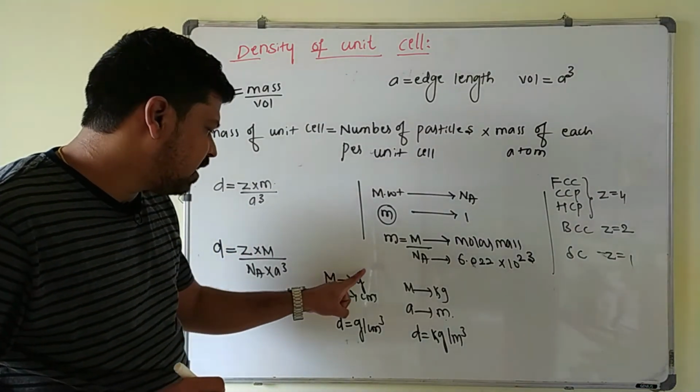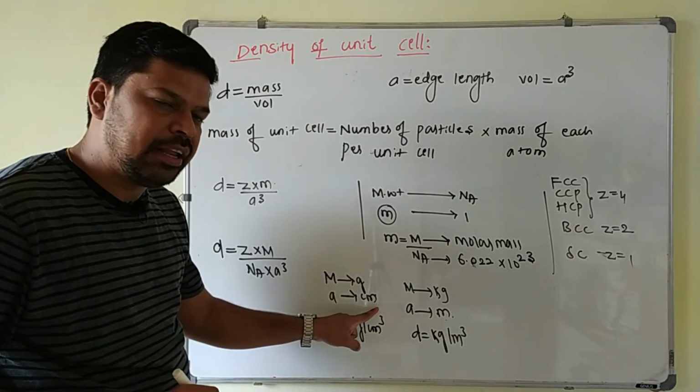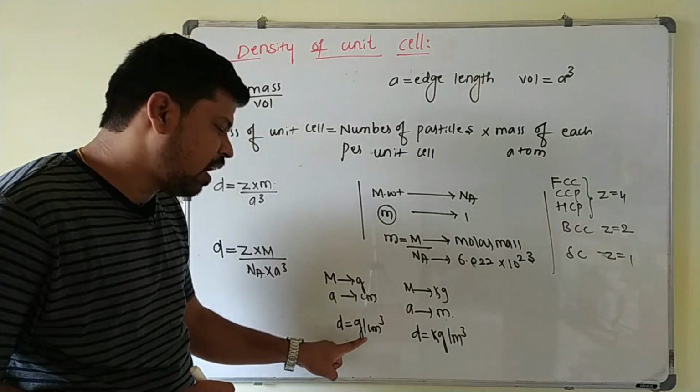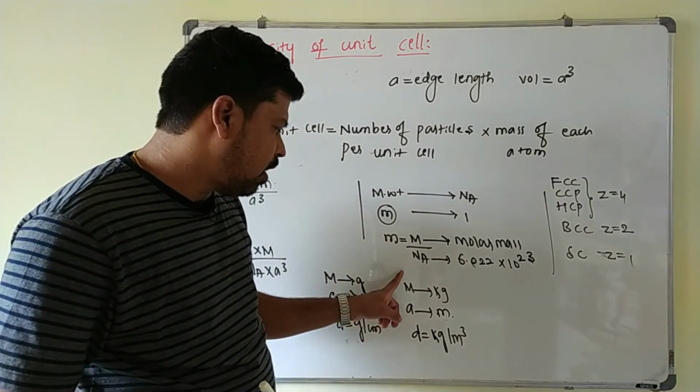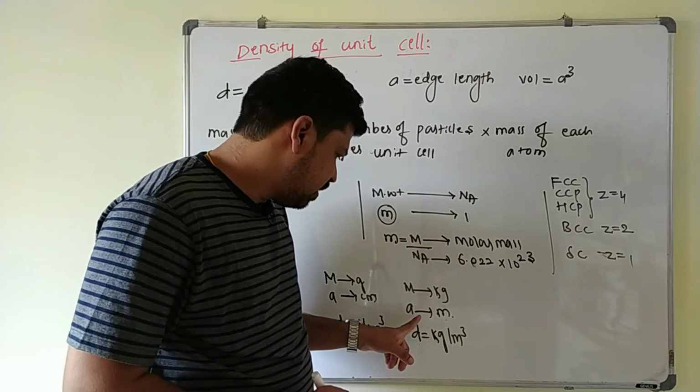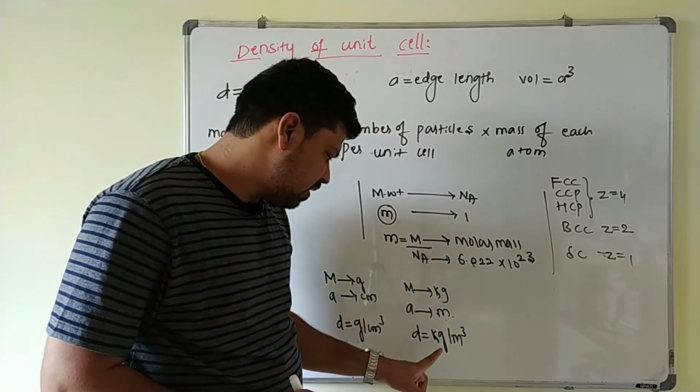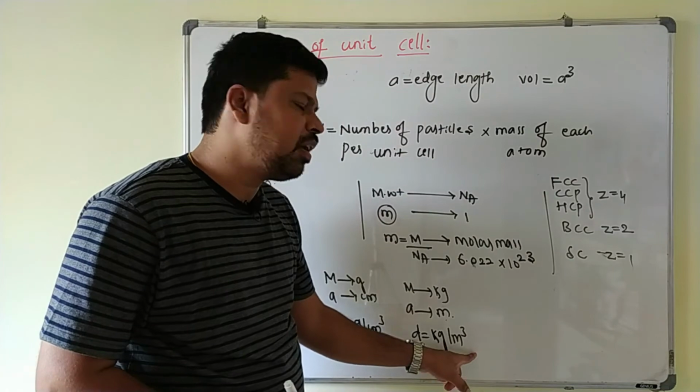If the molar mass is written in grams and the edge length is given in centimeter, then density will be in gram per cubic centimeter. Suppose molar mass is given in terms of kg, then edge length is in terms of meter, then density is what? Kg per cubic meter here.